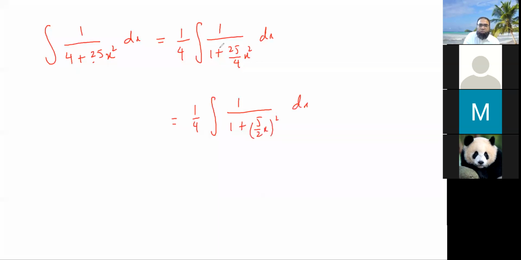Okay, so you see, keep on checking that all these statements are the same. There is no difference in their numerical values or their expressions. Now what is the derivative of 5 over 2 x? That is 5 over 2. So this is going to be 2 over 5 over here, multiplied with its reciprocal. So now this is going to be 1 over 10, and this is tan inverse of 5 over 2 x.